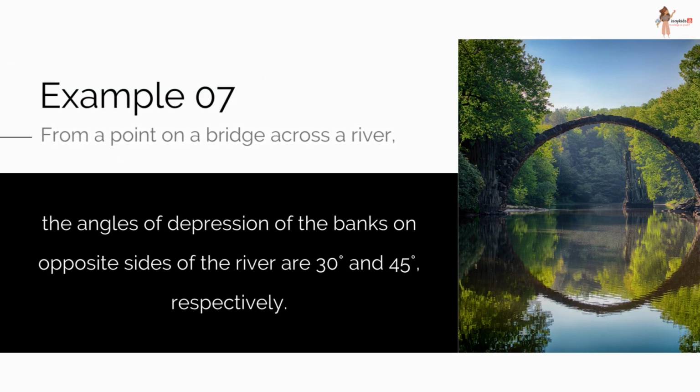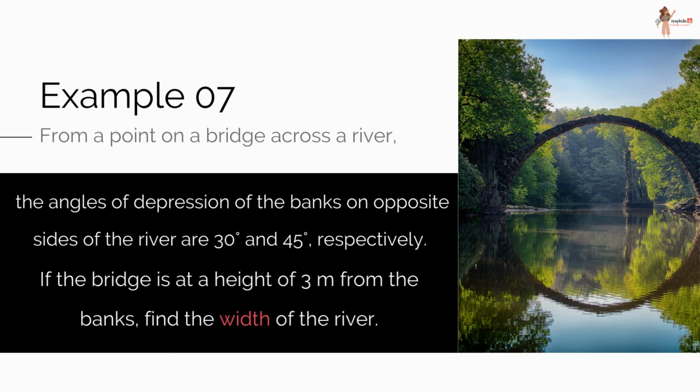Next question. From a point on the bridge across a river, the angles of depression of the banks on opposite sides of the river are 30 degrees and 45 degrees respectively. If the bridge is at a height of 3 meters from the banks, find the width of the river.